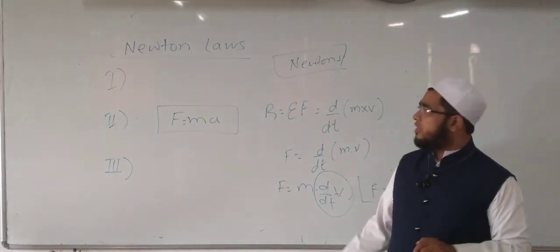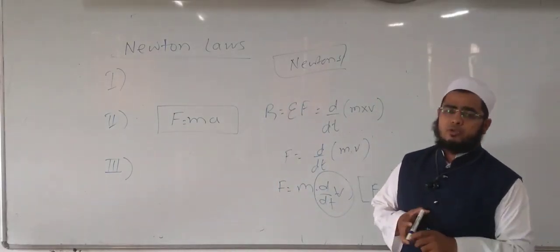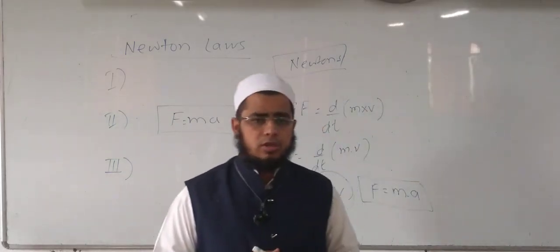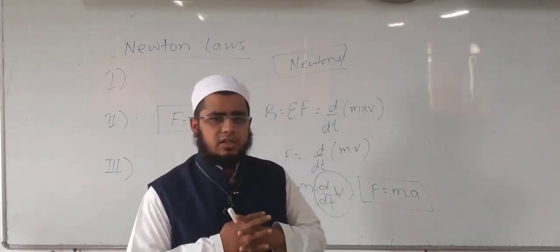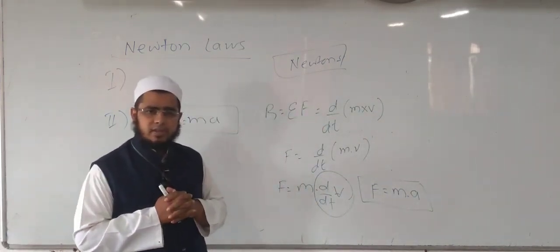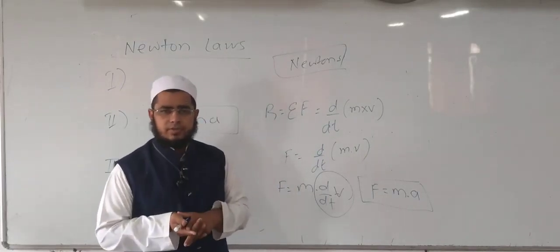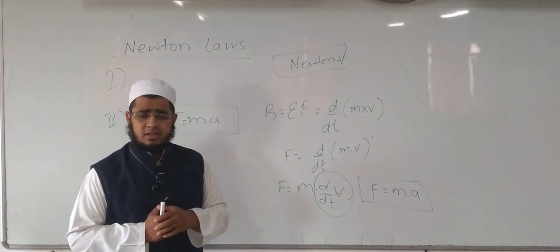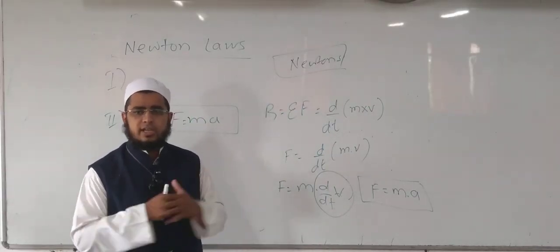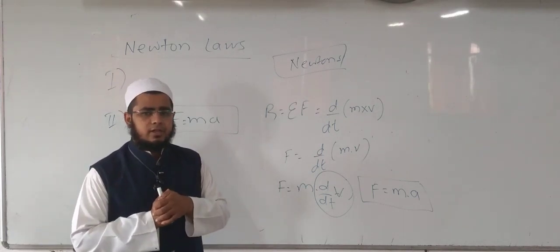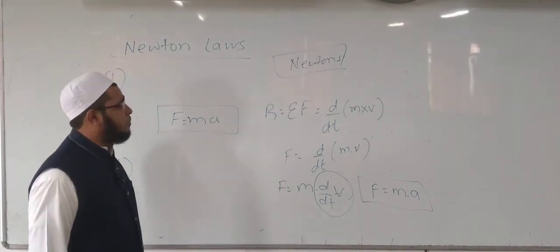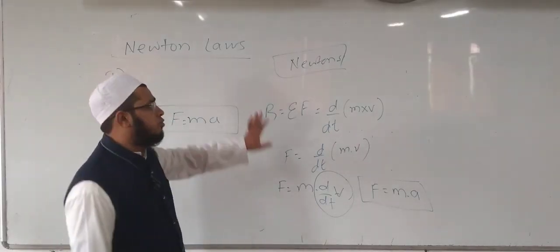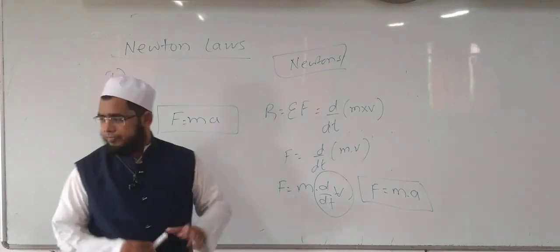And 1 Newton, actually what is meant by 1 Newton? The 1 Newton force is the force which, when acting on 1 kilogram of the object and producing unit displacement, will be considered as 1 Newton. Means the object has the mass of 1 kilogram, force is acting, and due to the application of the force, the displacement in the object is 1 meter, then the applied force will be considered as 1 Newton.